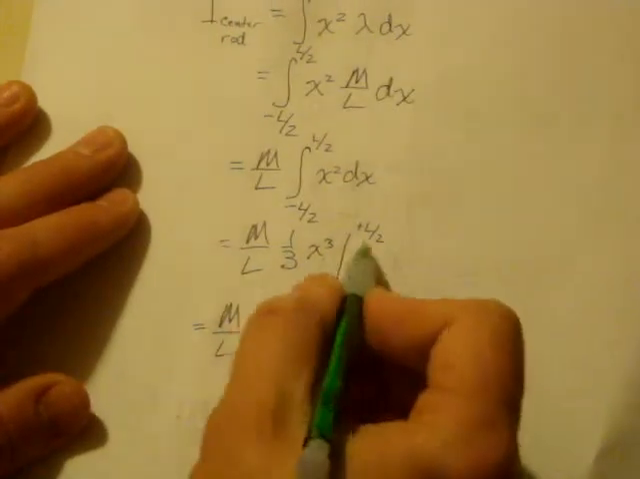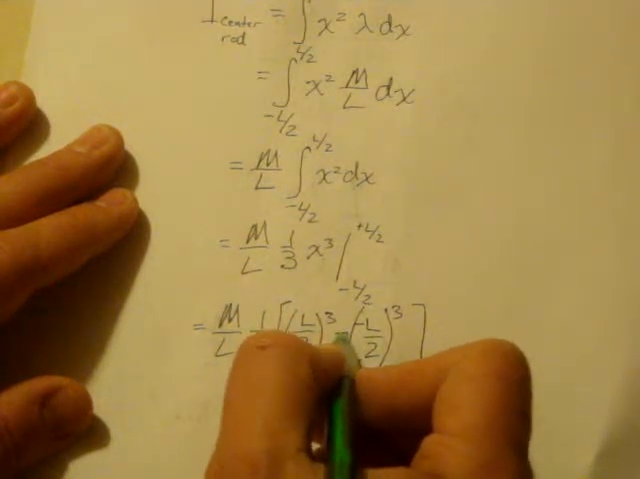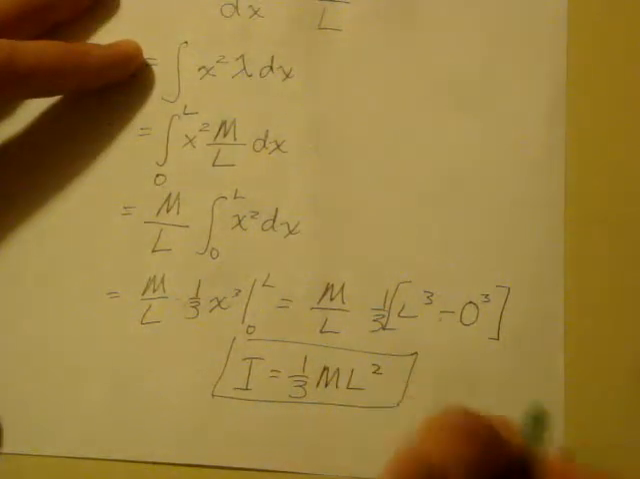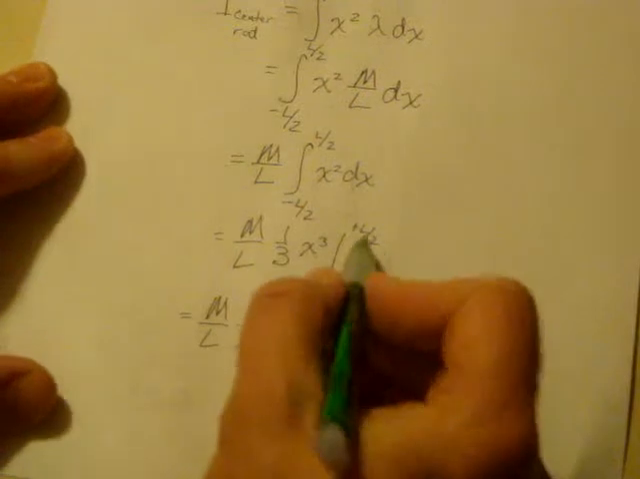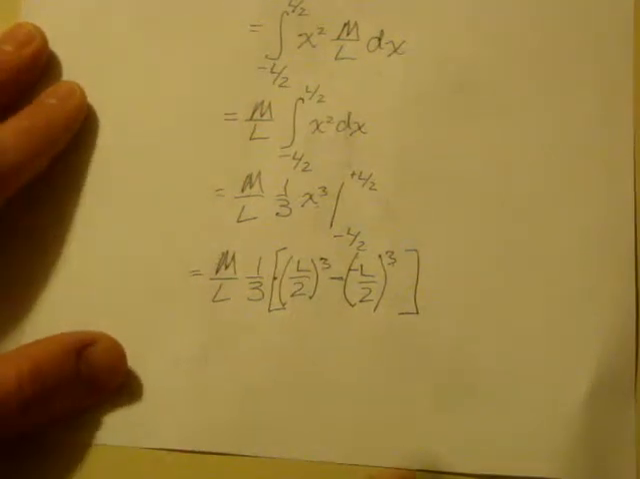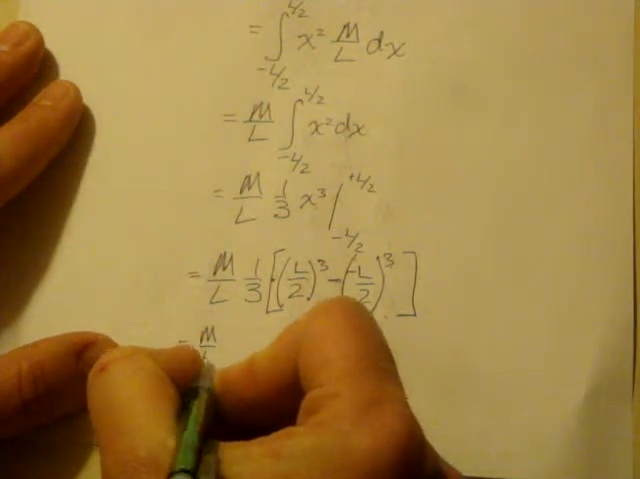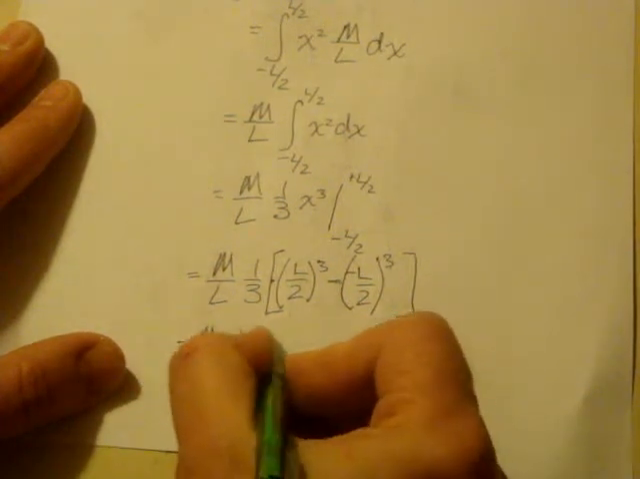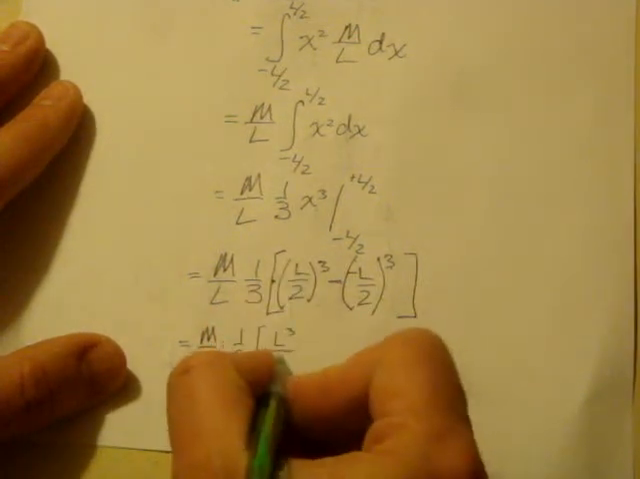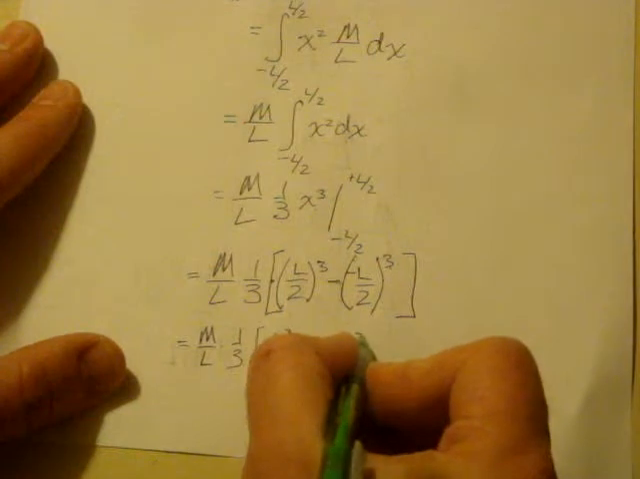Now that seems a little tricky, right? We're taking the upper limit minus the lower limit. So this is a minus sign that comes from plugging these things in. Just like in the previous problem we had L to the third minus 0 to the third, here we get the upper limit minus the lower limit. Since the lower limit also has a minus sign in it, and because we're taking this to the third power, that minus sign doesn't go away. So these minus signs end up canceling one another. So we get m over L times 1/3 times L to the third over 2 to the third power, so we get L cubed over 8 plus another L cubed over 8.